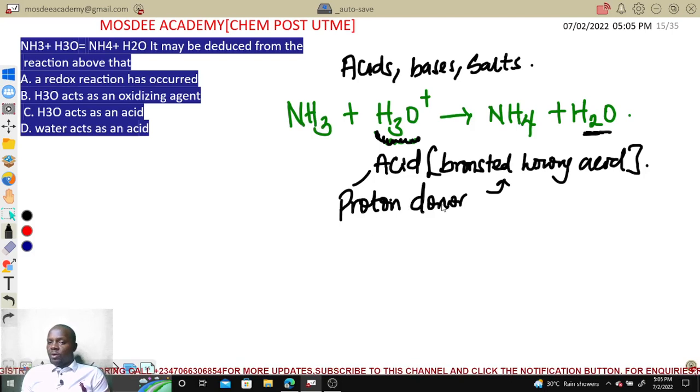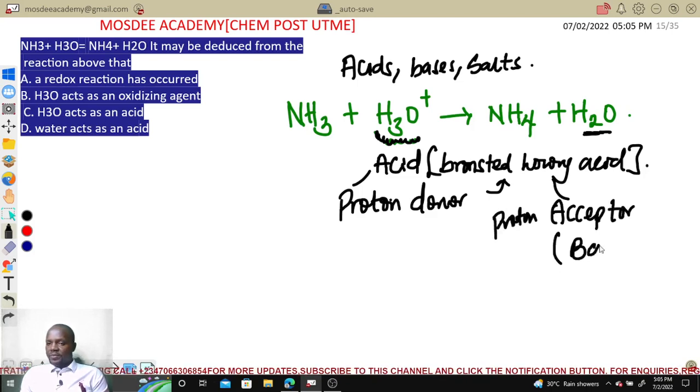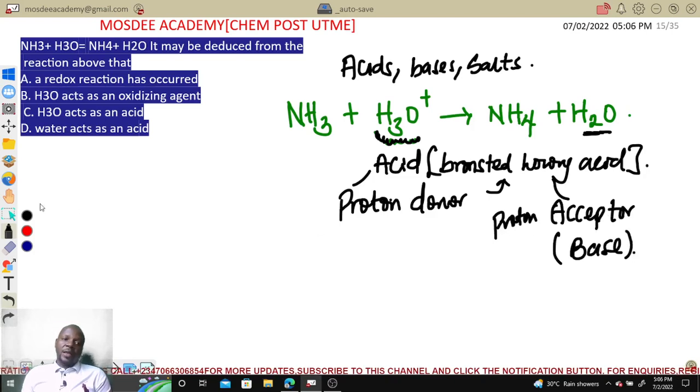So now it is called a Bronsted-Lowry base, a proton acceptor. It accepts, so it's called a base. I hope you guys are getting this. Chemistry is observation, like I said. It is more of observation than cramming and understanding.